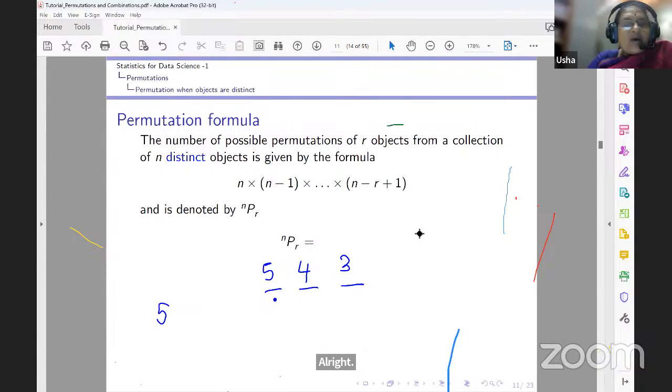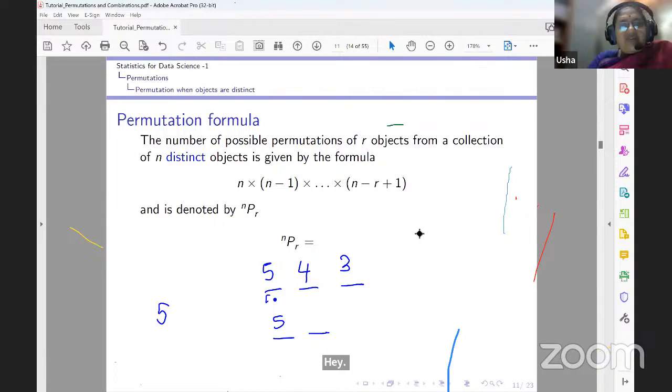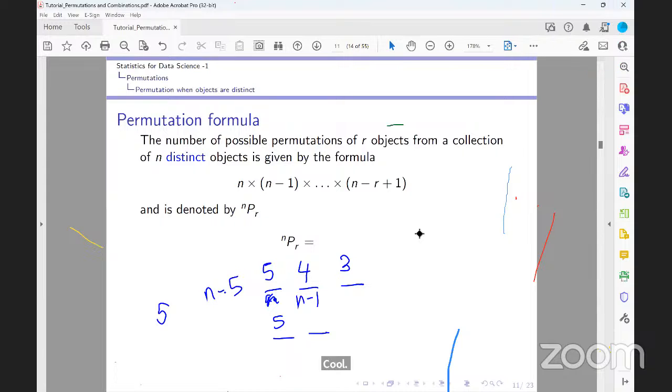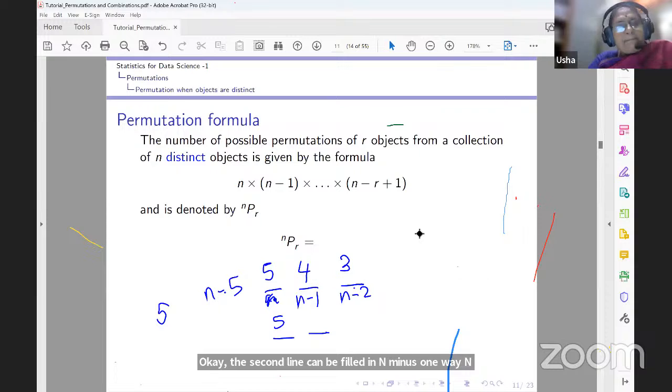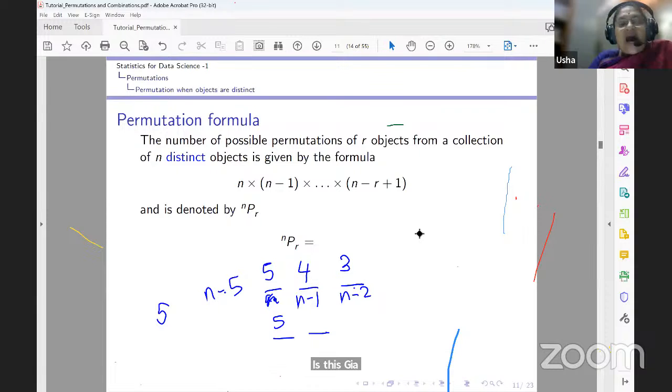Now I have 2 blanks. First one, how many ways can I fill it up? 5 ways. So this is 5, that is n. This is n minus 1. The second blank can be filled in n minus 1 ways, with n equal to 5. The third blank can be filled in n minus 2 ways. Is this clear? Now I have r blanks. So how many ways can I fill the first blank?